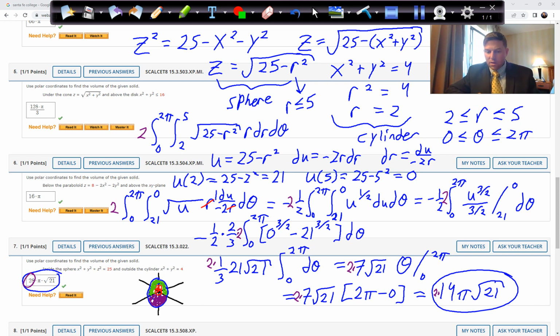Okay, so we tend to set these up so that they're above the XY plane, but that's only half the story in this case. They did not tell us we're only going above the XY plane. They want the whole thing. So they want the sphere and the cylinder above and below the XY plane, hence the doubling of these values. Okay, that'll be problem 7.